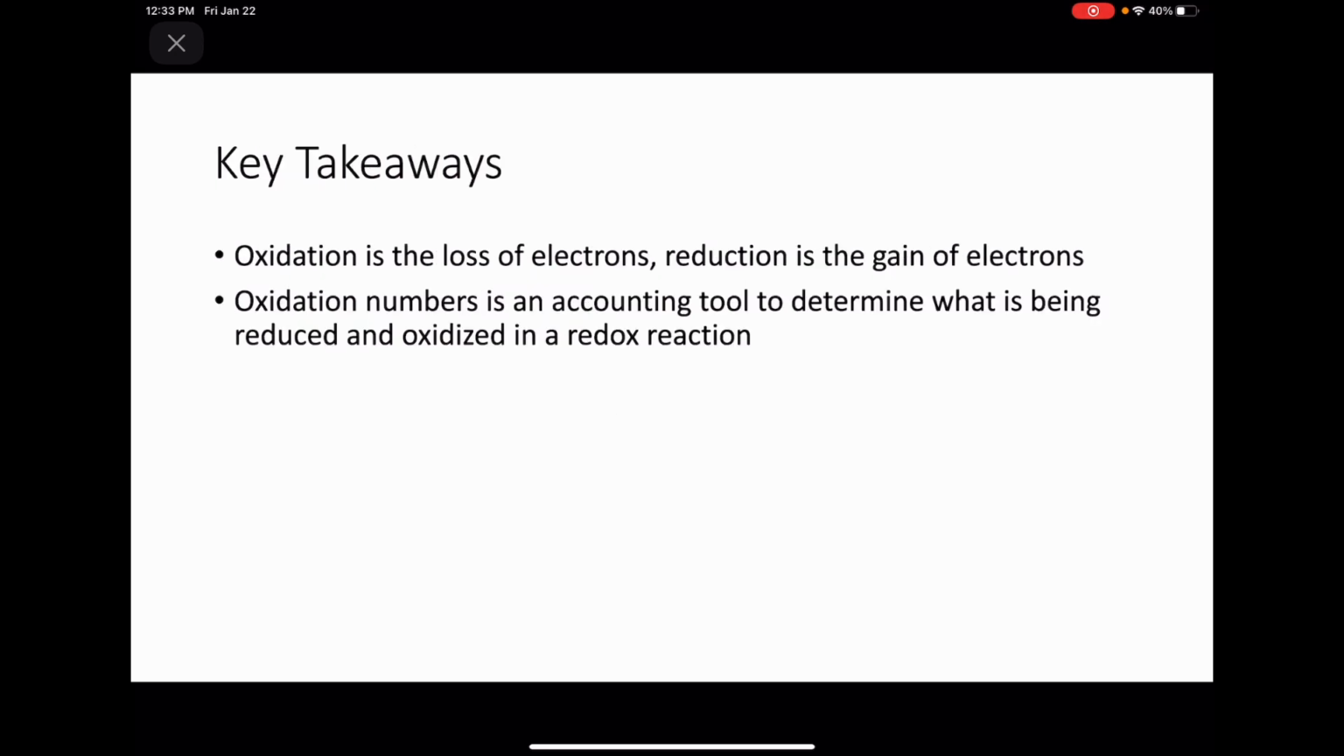So here are our key takeaways. We've reviewed the concept of oxidation and reduction, and we've learned how to assign oxidation numbers to know if something is undergoing an oxidation or a reduction in our reaction.